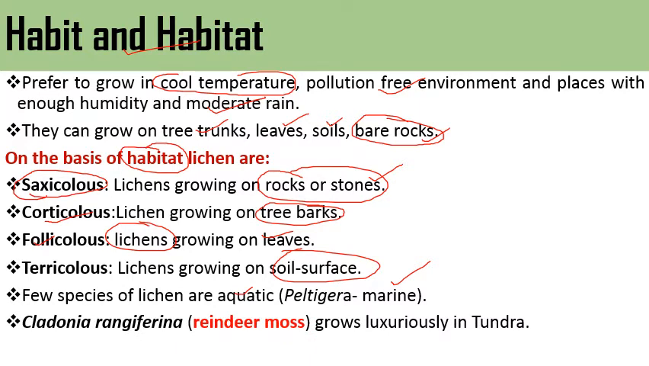Then there is one lichen, that is Cladonia rangiferina, commonly known as reindeer moss. It grows luxuriously in tundra. So tundra are the polar regions जहाँ पे snow covered रहता है land surface throughout the year. So वहाँ पे ये जो lichen है grow करता है. This is commonly known as reindeer moss.